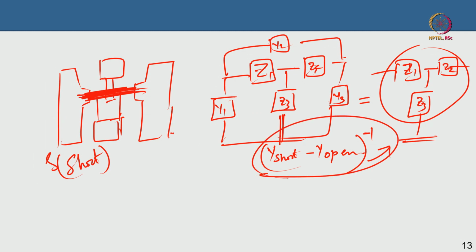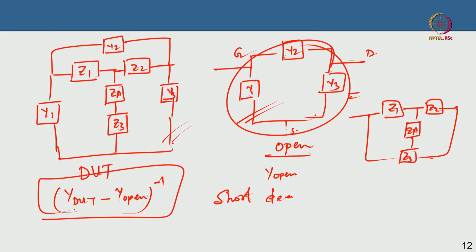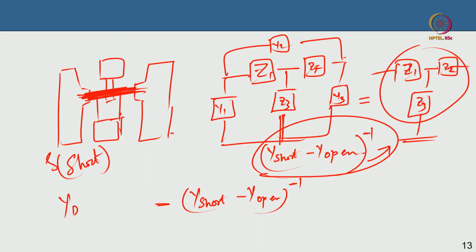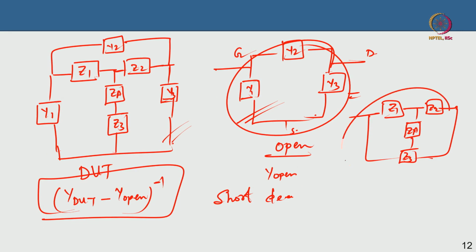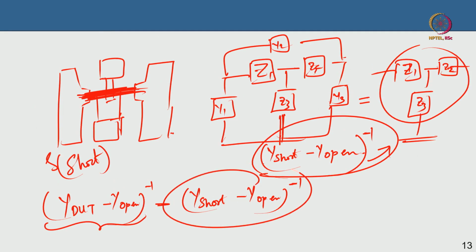So, this quantity (Y short minus Y open)^-1, which you are converting to Z basically, you subtract from this, which is Y DUT, the actual device that you are measuring, the entire thing with the pads and everything included, minus Y open, ^-1. So, this is the Z parameter that corresponds to this, Z1, Z2, ZA, Z3, and this Z parameter, because I am doing ^-1, corresponds to this Z1, Z2, Z3. So, you subtract them out, and this is your Z parameter.